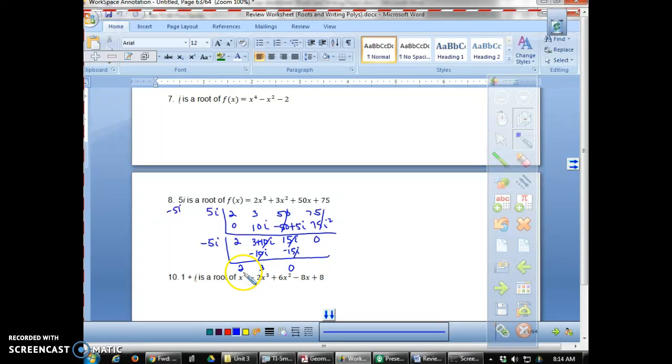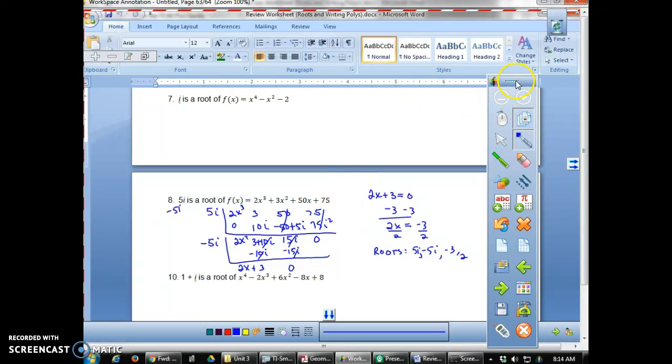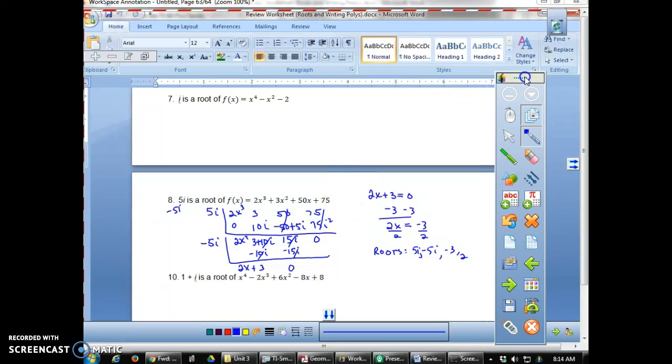So I'm down to this 2x plus 3, because this is x cubed, this is x squared, making this 2x plus 3. So 2x plus 3 is a factor, set it equal to 0 to find that additional root. So 2x is equal to -3, and x is -3/2. So my roots here are going to be 5i, -5i, and -3/2. Okay, I think I'm going to do for number 10 is just kind of set that up and then show you the answer for that.